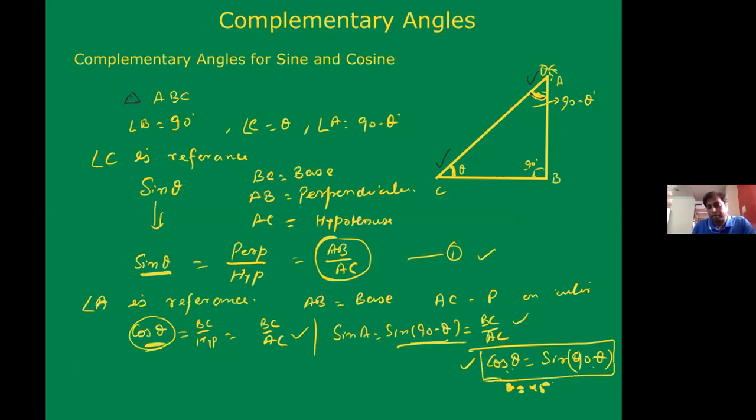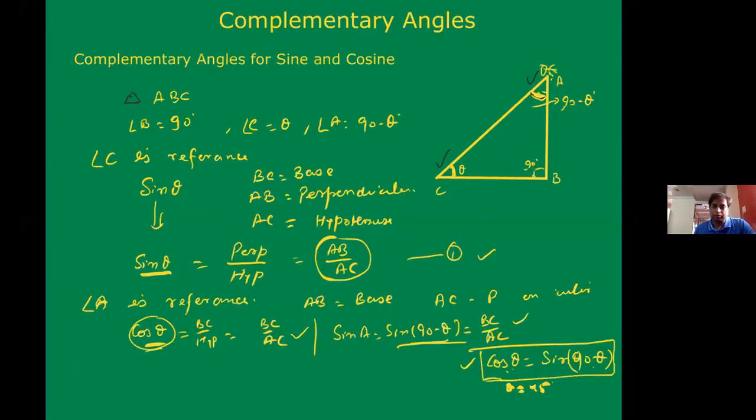So this is the complementary angle relation between sine theta and cos 90 minus theta. The two angles are complementary, so if I take sine for one angle and the cos ratio for the other angle, both will be the same. This is actually the conclusion here.